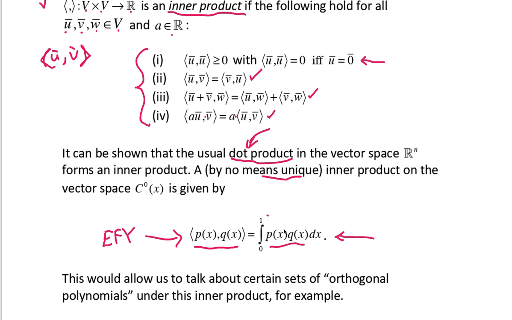But from 0 to 1 ends up being what? Greater than or equal to 0 all the time. And the only way it's equal to 0 is if you plugged in what? The 0 continuous function, right? The function that's 0 everywhere.